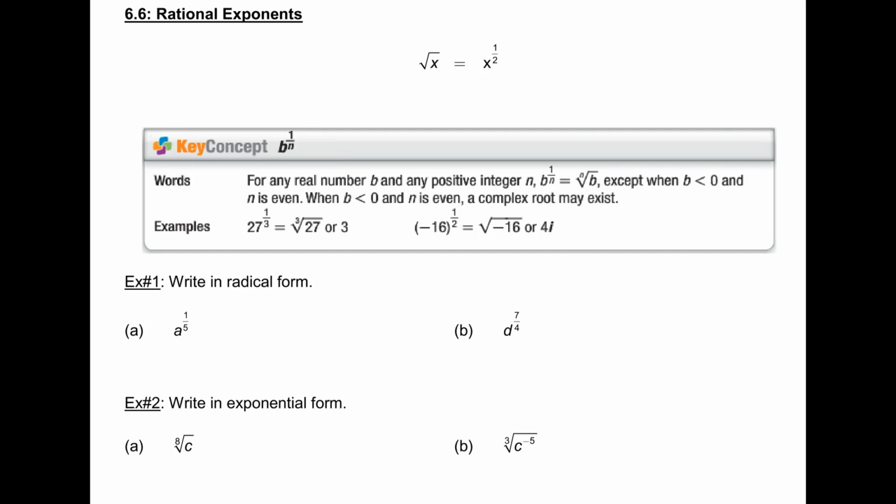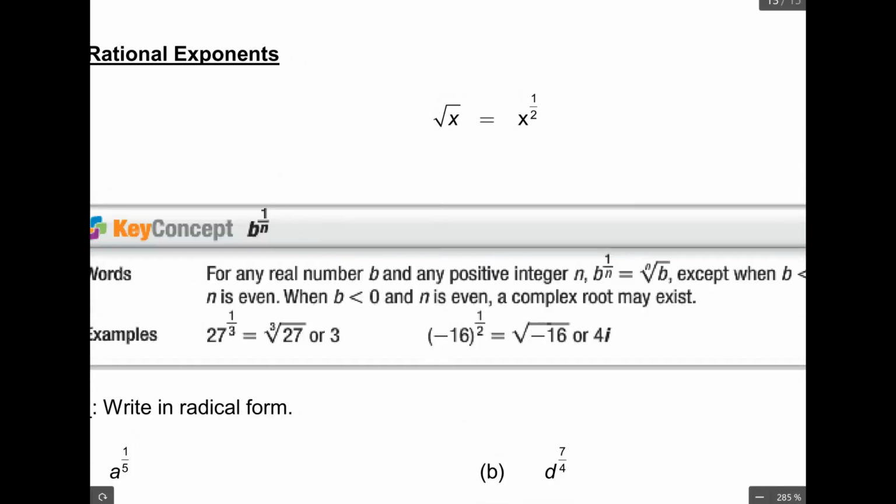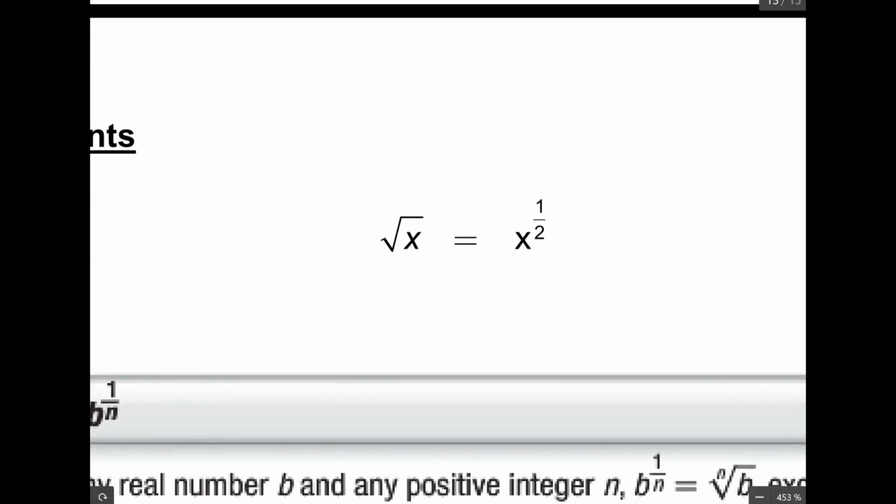So we briefly covered this in 6.4 and 6.5. I already told you the secret of rational exponents, but let's go ahead and talk about it. If I had a cube root of x, I could rewrite this as x to the 1/3. If I had a fourth root of x, I could rewrite this as x to the 1/4 power.